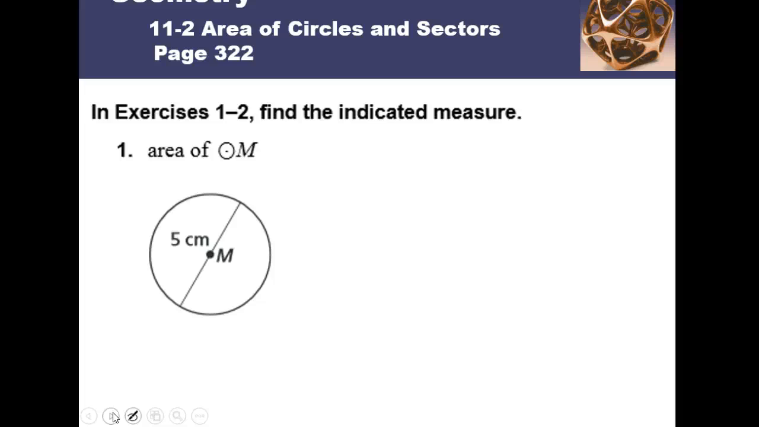So here we are, we're back, and we're going to say, to find the area of circle M, we know that the formula is A equals pi r squared. So we need the radius. So this 5, do you see how it's right in the middle there? It's actually saying from here to here is 5. So my radius would be half of 5, 5 divided by 2, which is 2.5. So that's what I'm going to use for my radius.